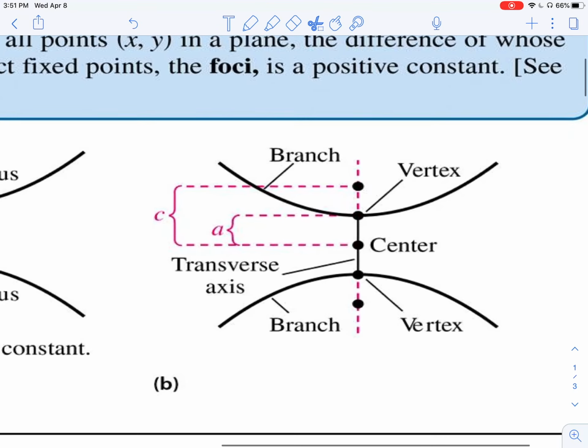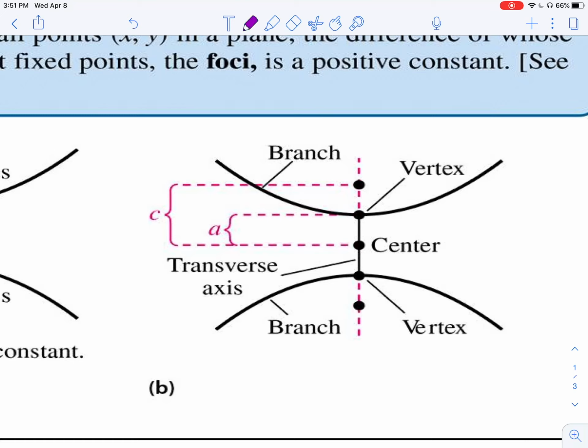Now let's look at this figure here because I think it'll help us out. Here, you will notice that on each branch we have a vertex. So we have two vertices, and like we just mentioned, inside each branch we have a focus. Each one of these represents a focus. And exactly halfway in between our two vertices and halfway in between our two foci, we have our center here.